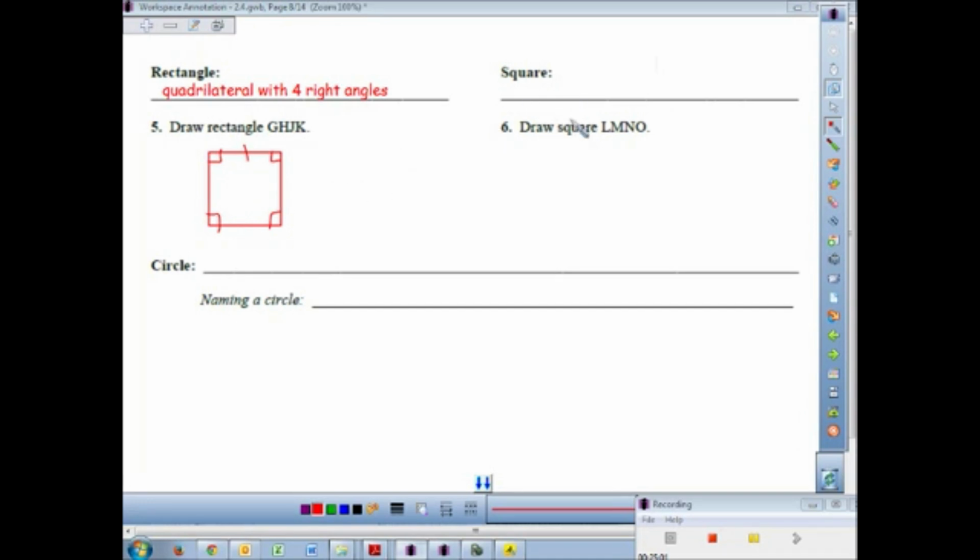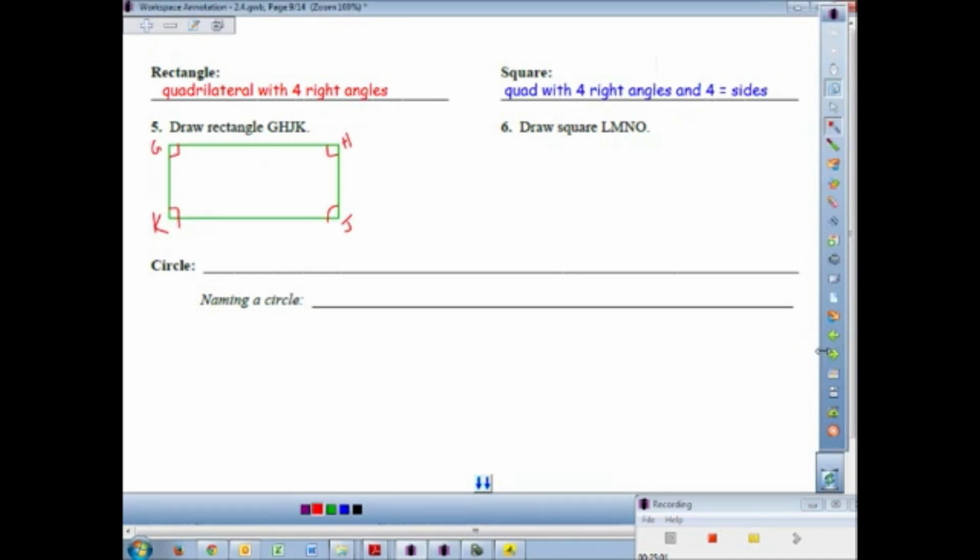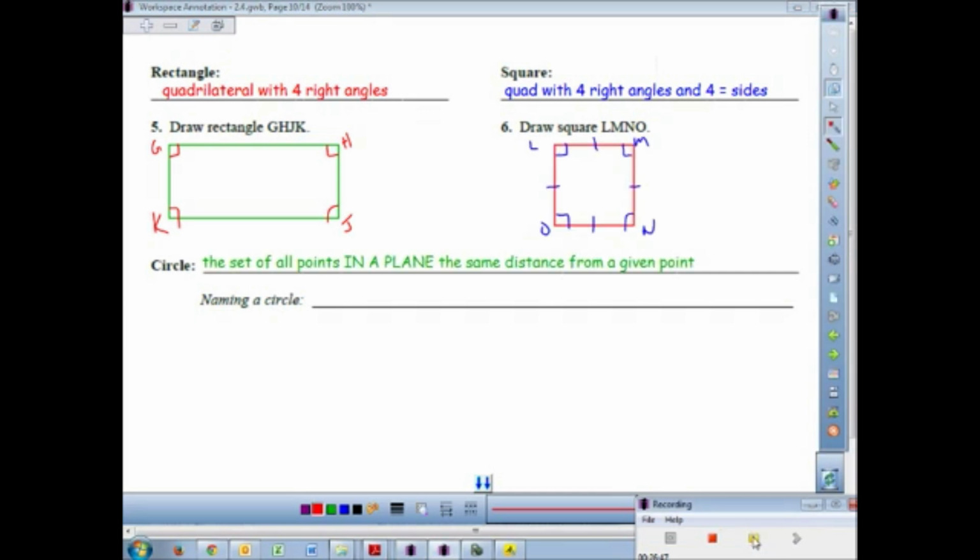What's a square then by definition? Can you figure it out? What shape is it, first of all? Quadrilateral? What's it got? 4 right angles and 4 equal sides. Quadrilateral with 4 right angles and 4 equal sides. I guess I forgot to put the GHJK in my previous picture. Make sure you had the GHJK in your picture, because they said draw rectangle GHJK. So a square is a quadrilateral with 4 right angles and 4 equal sides. Then draw square element O. So there's our square element O, 4 right angles and 4 equal sides.